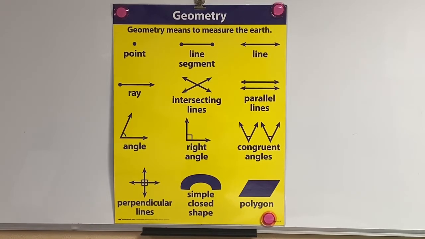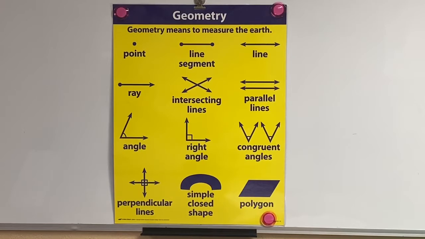A ray is represented by a group of points having 1 endpoint. A ray extends indefinitely in one direction. Intersecting lines. Intersecting lines are lines that cross each other at some point. Parallel lines are lines that never intersect.